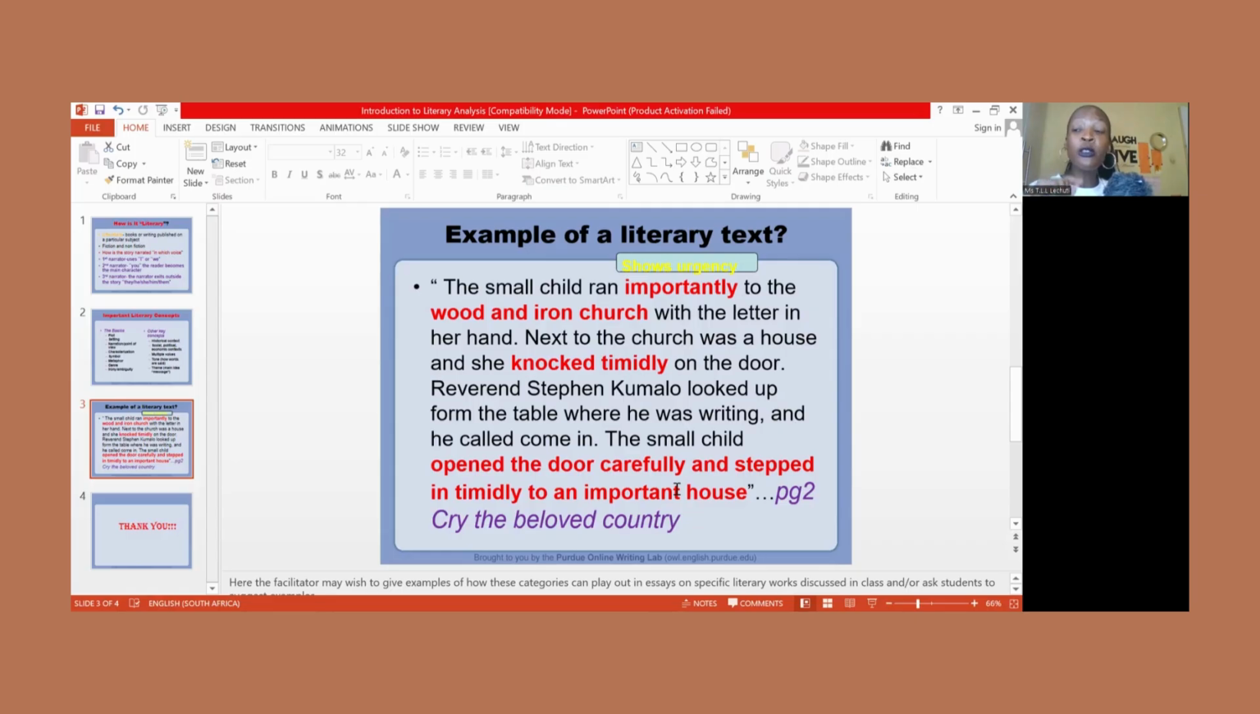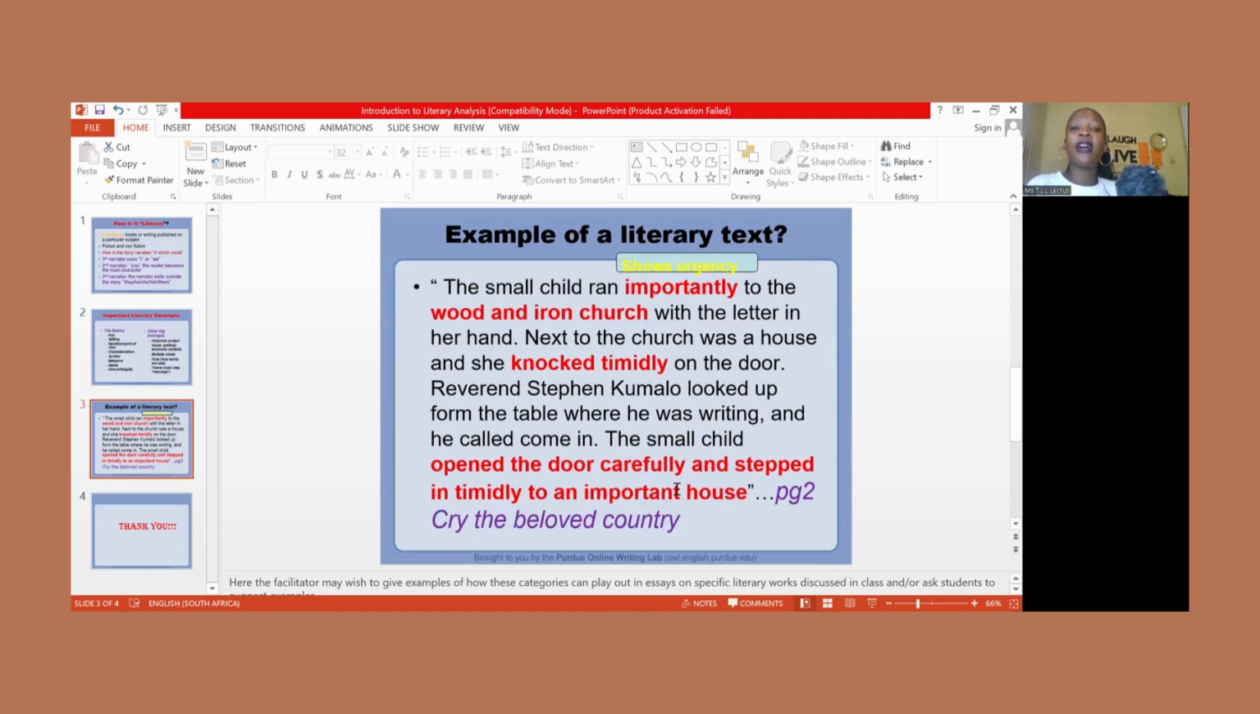And in those days, people really, really respected the church because it's a sacred place, it's a holy place, as well as a missionary house. So the house is important because it is a missionary house. Hence, all the gestures that are displayed by the child or the girl who is knocking timidly, who is stepping into the house carefully, right?